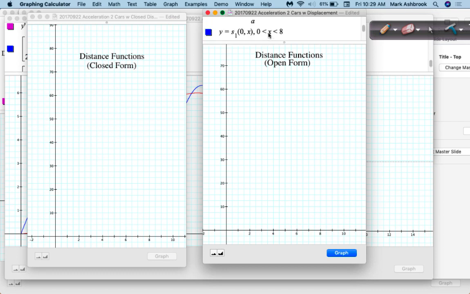All right, and so notice that I set these up in open form, right? I set these up in open form as integral functions. Now watch what happens when I hit graph. I'm going to graph the two displacement functions. Watch. What's going on? Why is this taking so long?